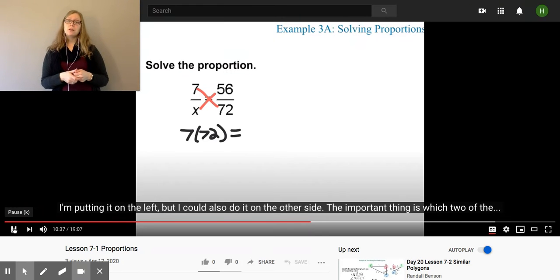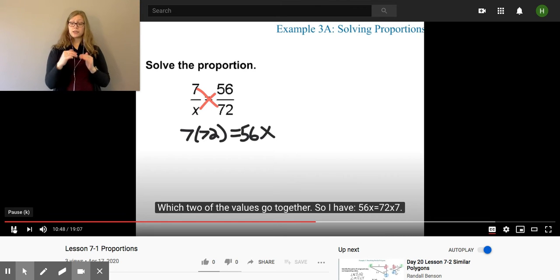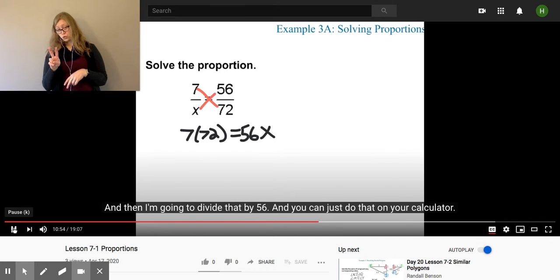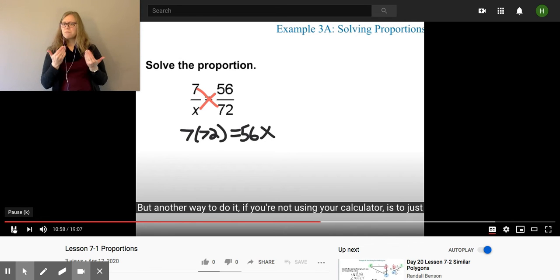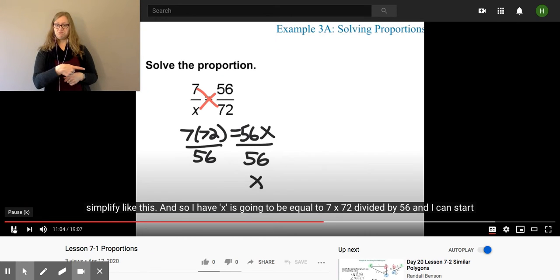The important thing is which two of the values go together. So I have 56x equals 72 times 7. And so I'm going to multiply that out. I'm going to multiply 7 times 72, and then I'm going to divide that by 56. You can just do that on your calculator, but another way to do it, if you're not using your calculator, is to just simplify like this.